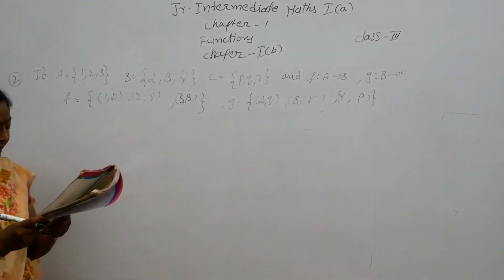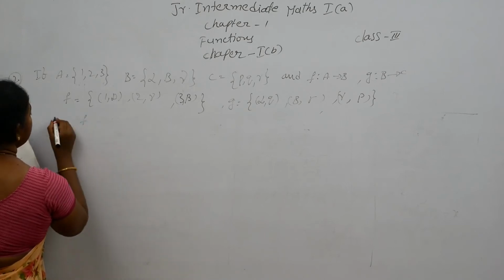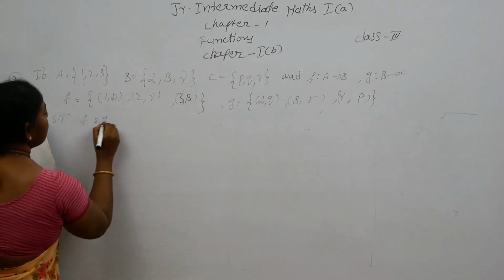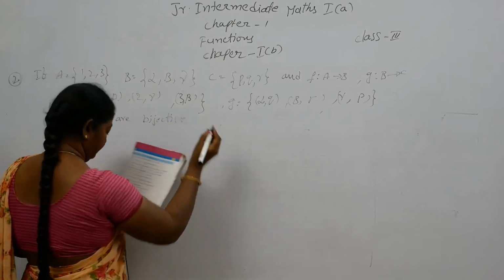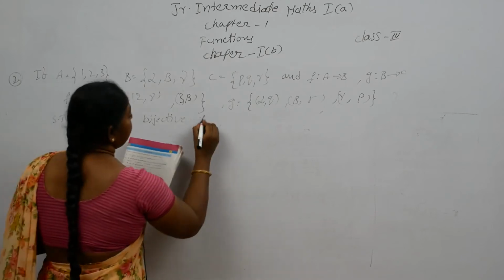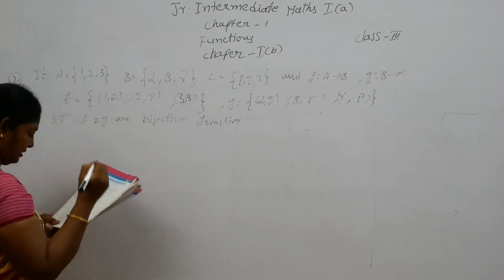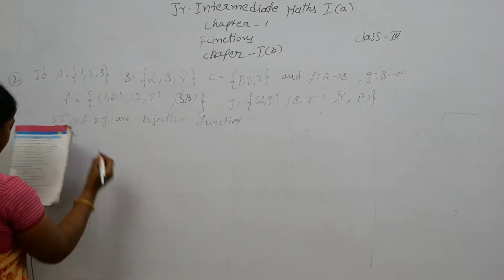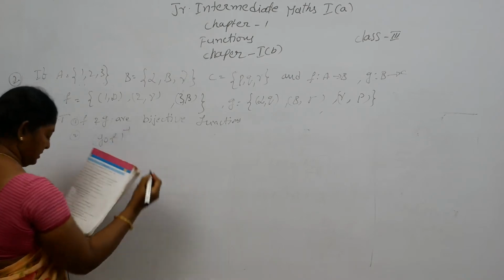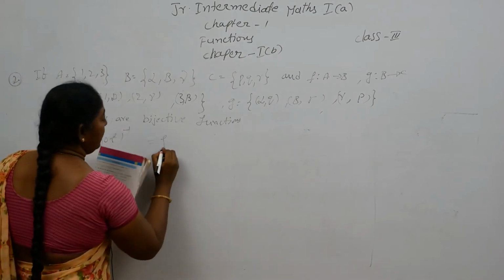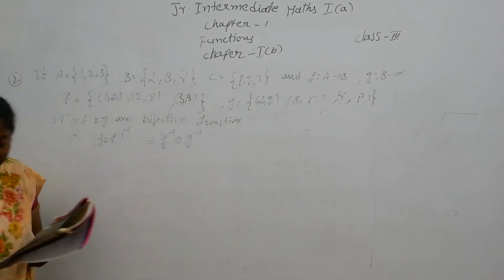So we have to show that f and g are bijective functions. And the second condition: (g of f) inverse equals f inverse of g inverse.